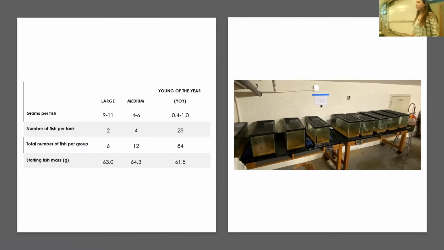And then I ended up with 28 young of the year in each tank, 4 medium in each tank, and 2 large in each tank. So there were 3 tanks for each size group. There was a total of 84 young of the year, 12 medium fish, and six large, with a total of 102 fish. The starting masses were as close as I could get them. For the young of the year, it was 61.5. For the medium, it was 64.3. And for the large, it was 63. You can see the picture of the tank setup after.